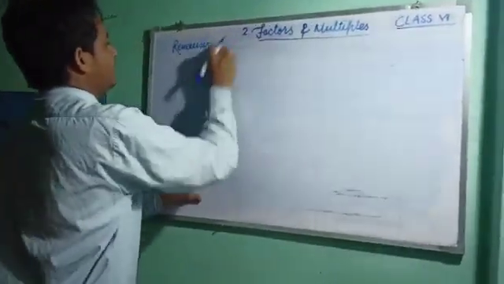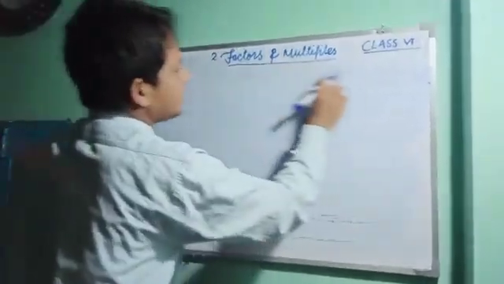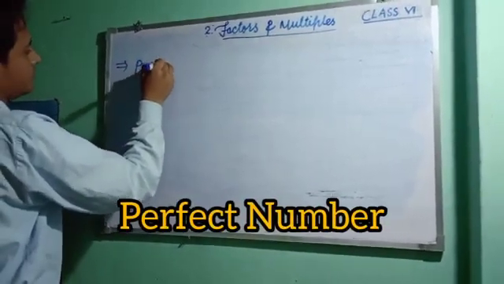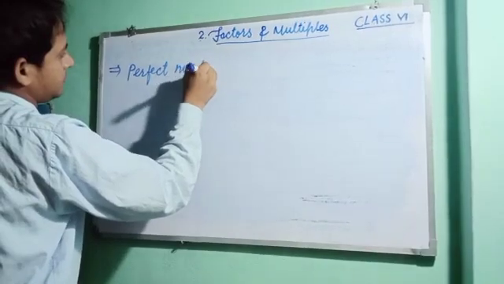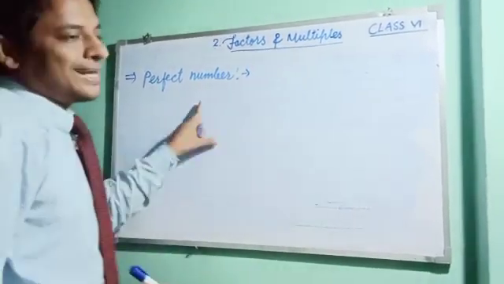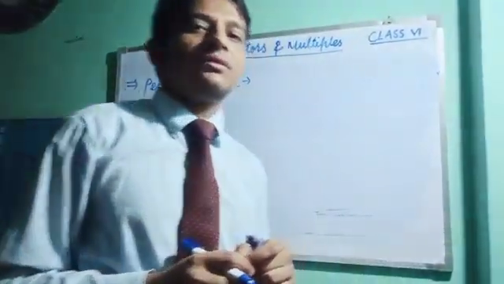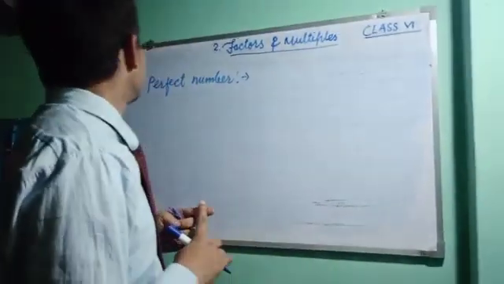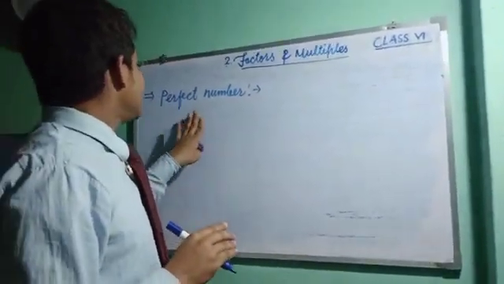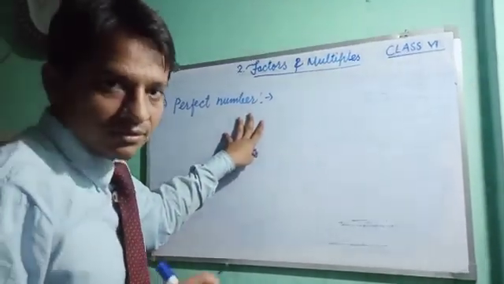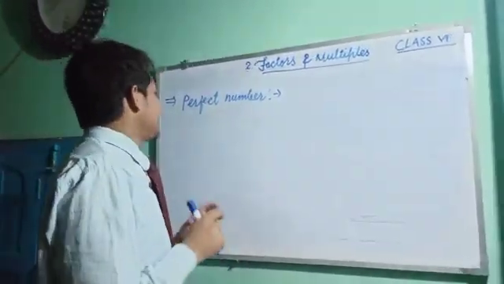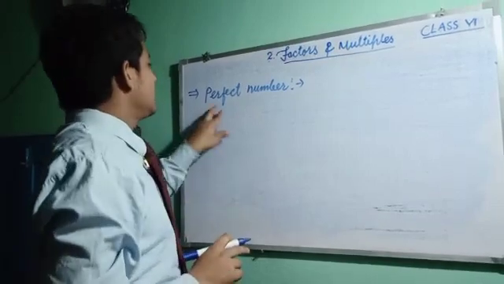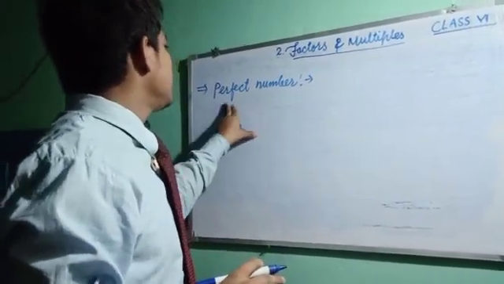Now the next point is very interesting, and the point is perfect number. What is a perfect number? About perfect numbers, there are many questions which are unsolved in number theory or in mathematics. The first question is, are there infinitely many perfect numbers? And the second question is, are there odd perfect numbers? First, we have to see what perfect numbers are. What does it mean by perfect numbers?